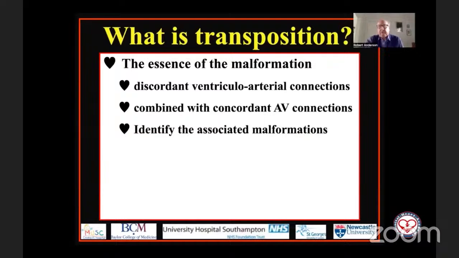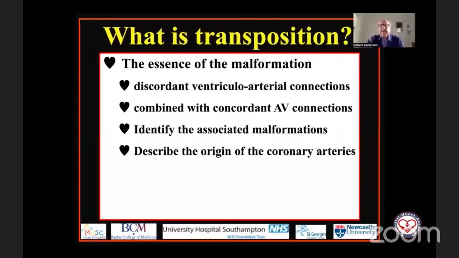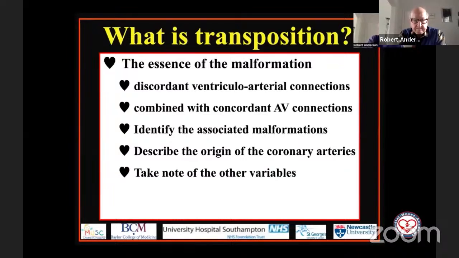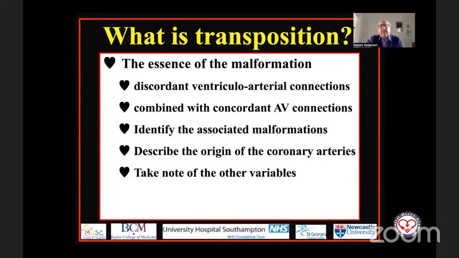But then what we've shown you, even in this variant, even in this classical variant, there are multiple associated malformations, but nowadays it's easy to identify them, just as it is to identify the origin of the coronary arteries. The harder part is to describe them. I hope what we've shown you is how easy that is to do now using Leiden convention. But do remember, take note of those other variables I haven't had time to demonstrate in any detail, including aortic relationships, infundibular morphology.